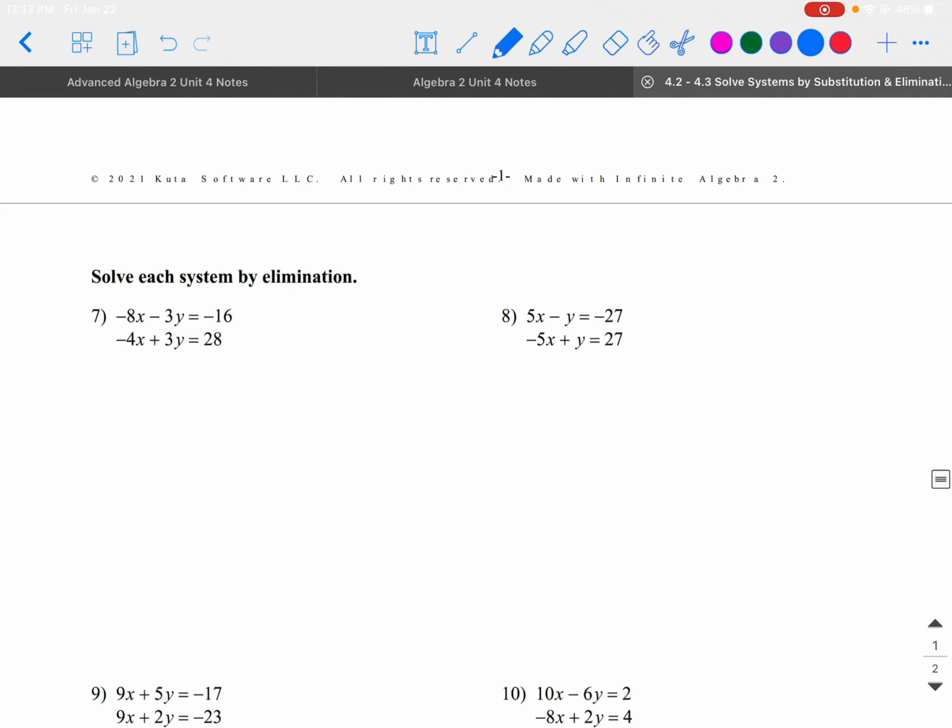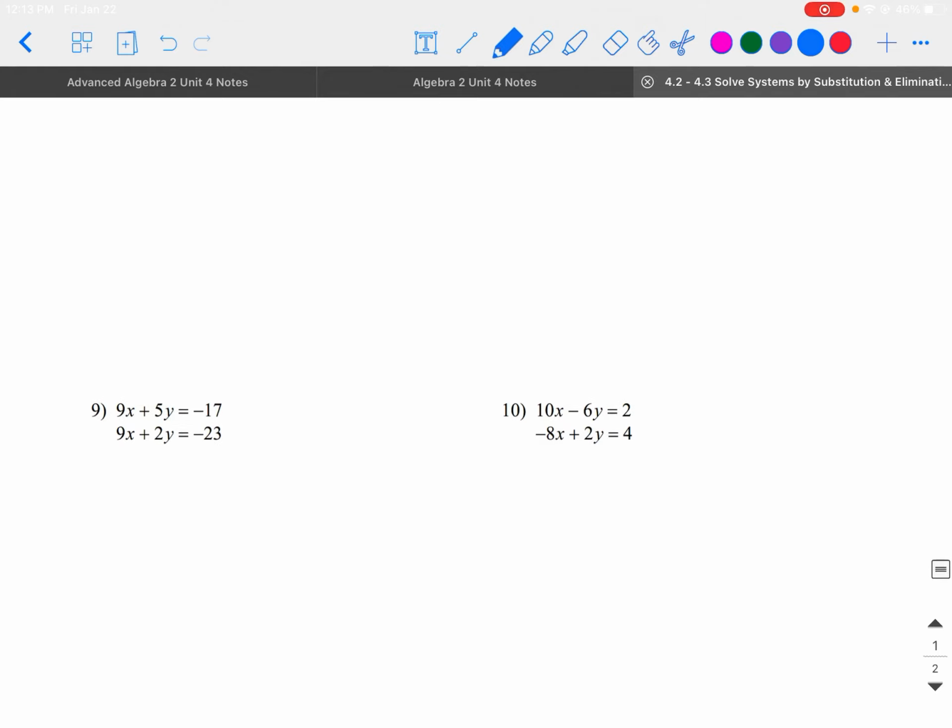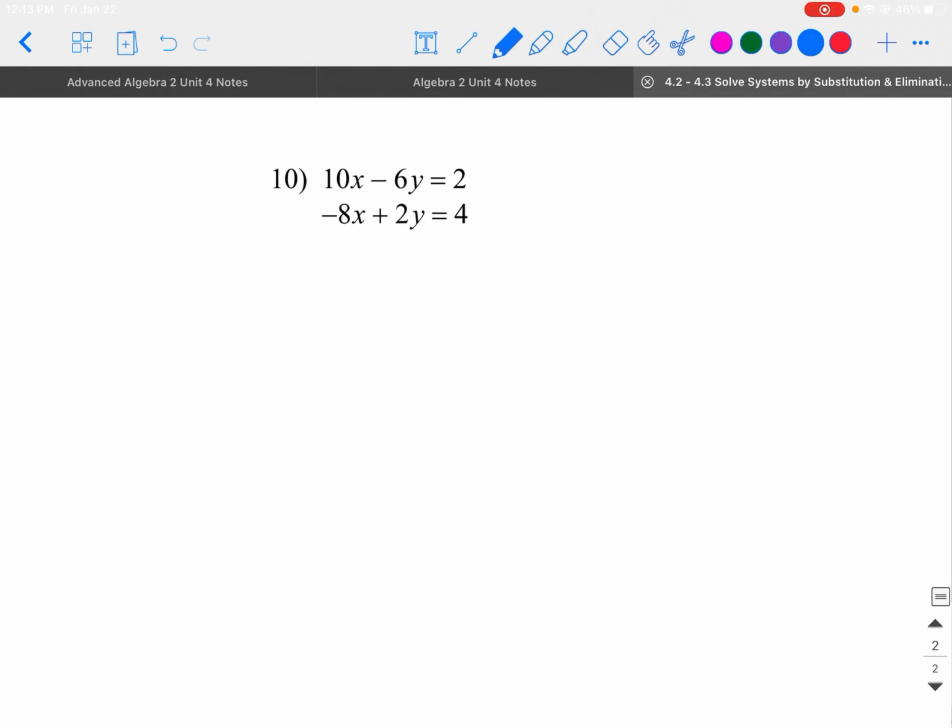Then if you flip to the other side, we're going to do an elimination problem, and I'll pick number 10. So with elimination, you want to look for opposite coefficients. And if you don't have them, then you have to get them. So the y's, it would be easy for me to multiply this by 3. And what that would do is turn my y's into 6y. And then I would have negative 6 and positive 6.